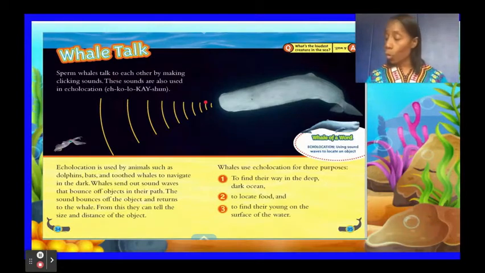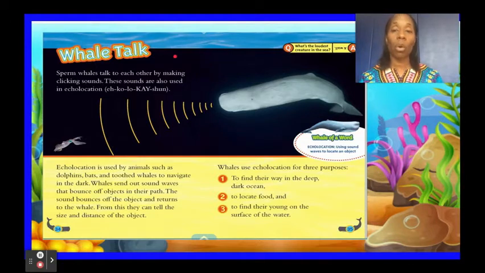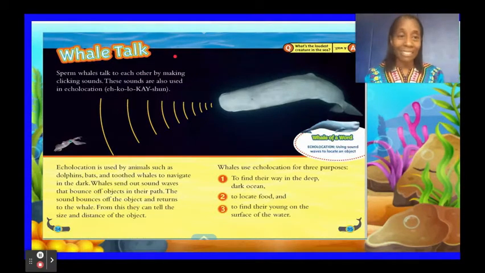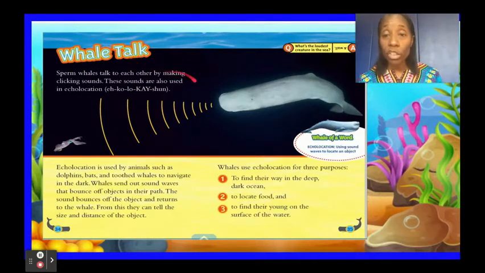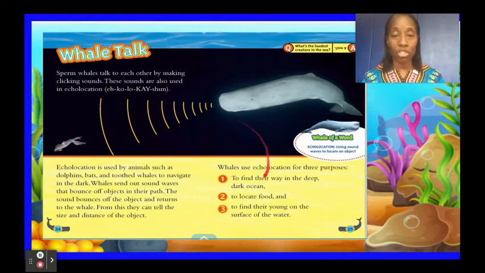Now here we are on page 34 and the author talks about whale talks. So what do you think the author is going to tell us? How whales communicate. Sperm whales talk to each other by making clicking sounds. These sounds are also called echolocation. Whales use echolocations for 3 purposes. Number 1, to find their way in the deep, dark ocean. Number 2, to locate food. And number 3, to find their young on the surface of the water.